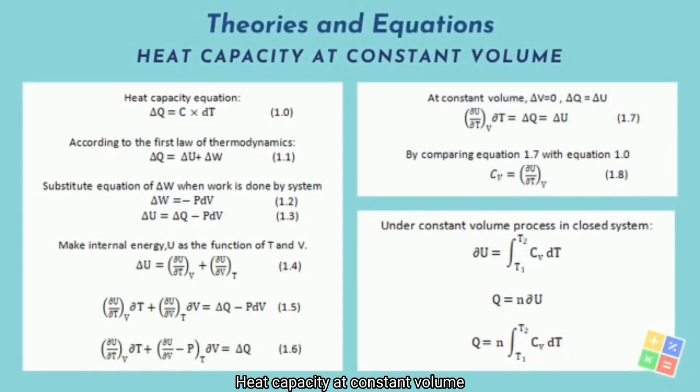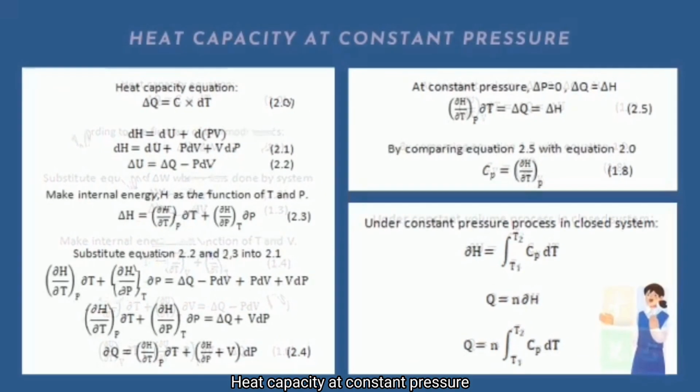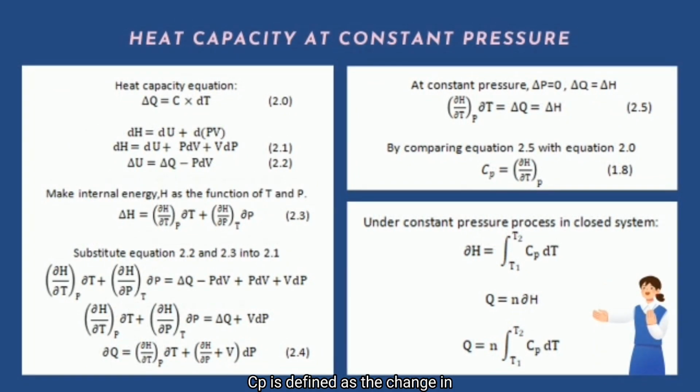Heat capacity at constant volume, CV, is defined as the change in the internal energy with respect to temperature. All above is derivation of heat capacity at constant volume. Heat capacity at constant pressure, CP, is defined as the change in enthalpy with respect to temperature, and above shows derivation of enthalpy equations.